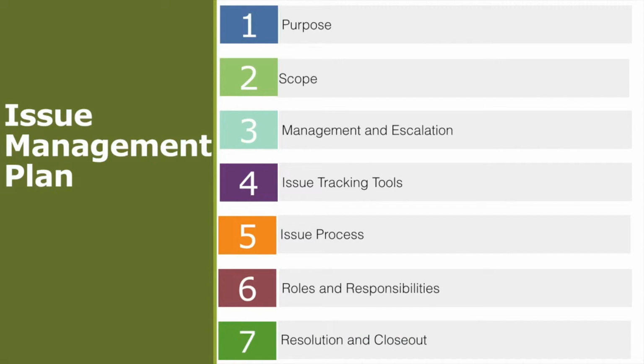Well, there are 7 main steps in issue management. There's the purpose, the scope, management and escalation, issue tracking tools, the issue process, roles and responsibility, and resolution and closeout.